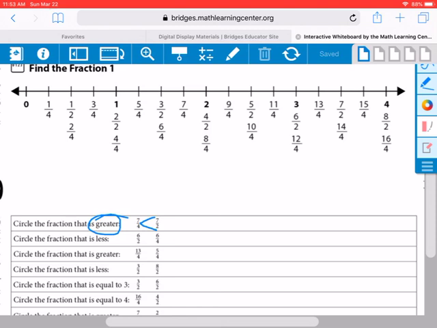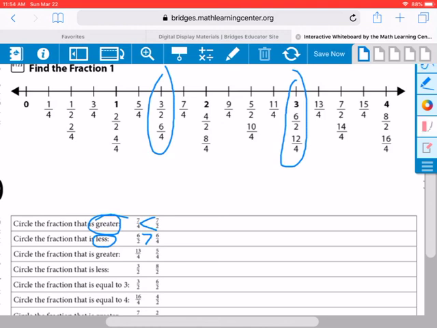Let's find 6/4 on our number line first. Right here it is. Now let's find 6/2 on our number line. Oh, right there it is. So we said, without even looking, that 6/4 was less than 6/2. Were we right? We were.